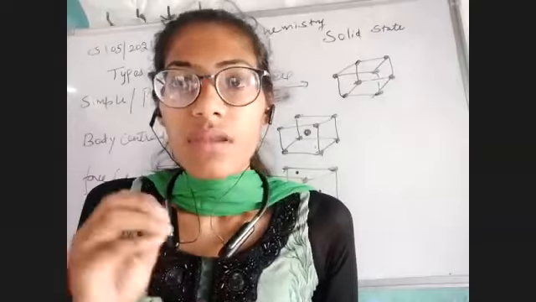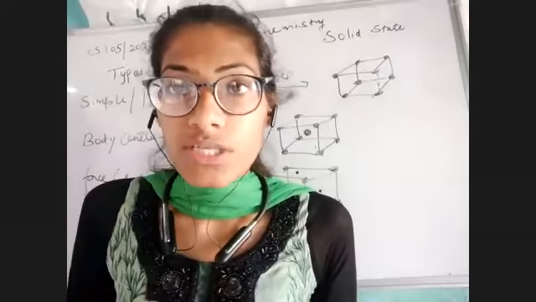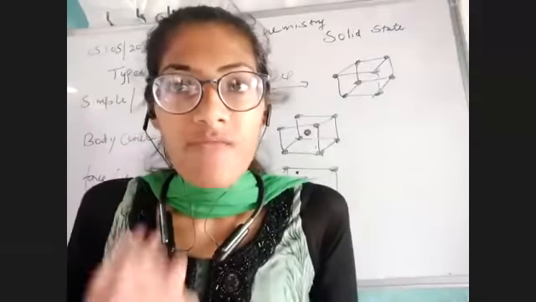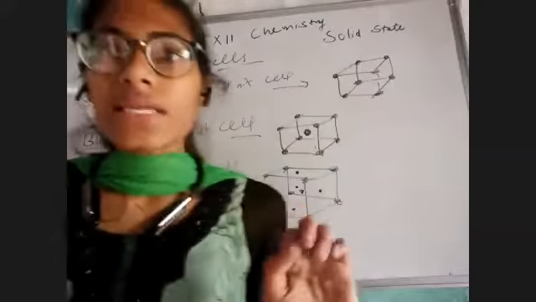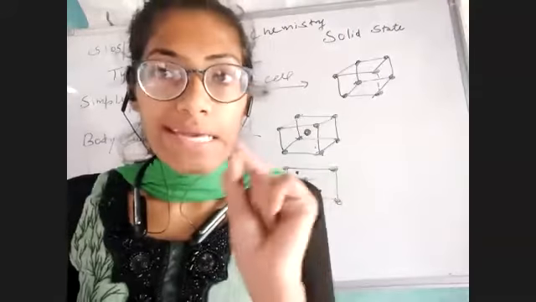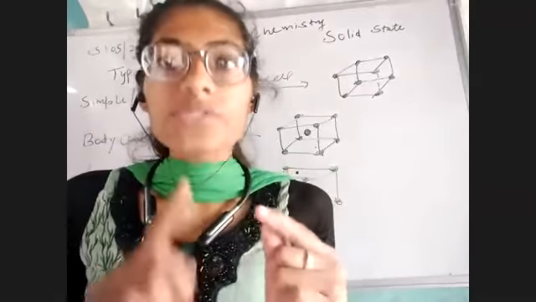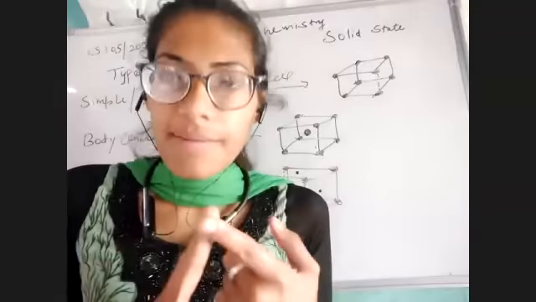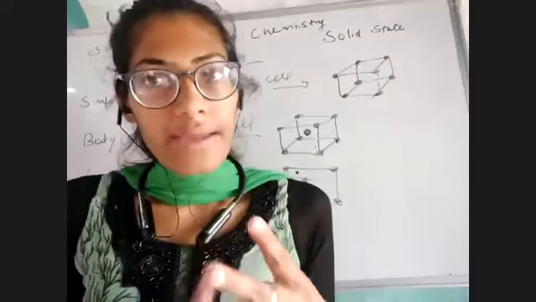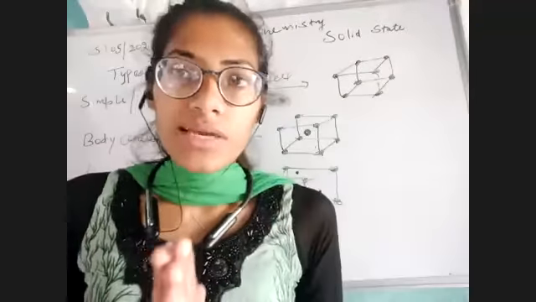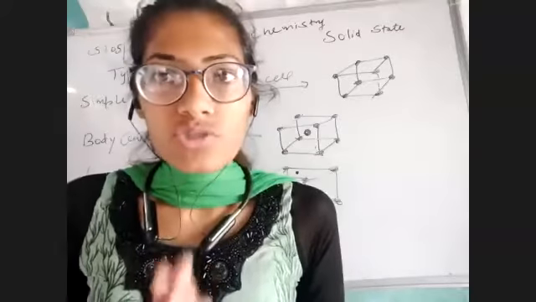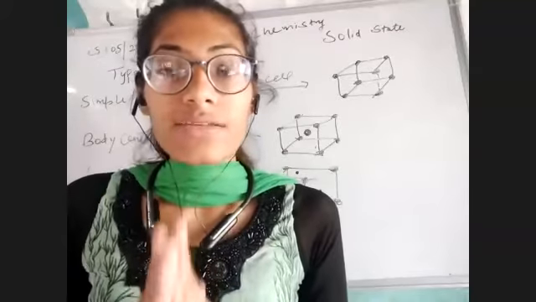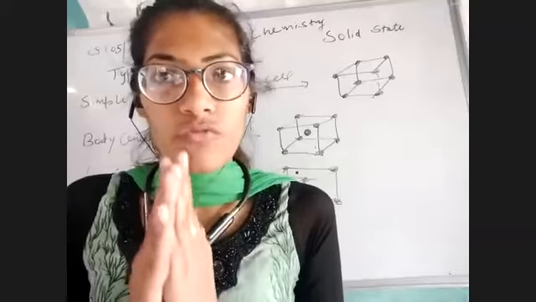We have also made a three-dimensional representation like this of the unit cell, and each dot at each corner represents its constituent. It could be an atom, molecule, or ion. This whole concept was clear, and I hope you have revised this very well. Now we are going to move on to our next topic, the different types of unit cells.